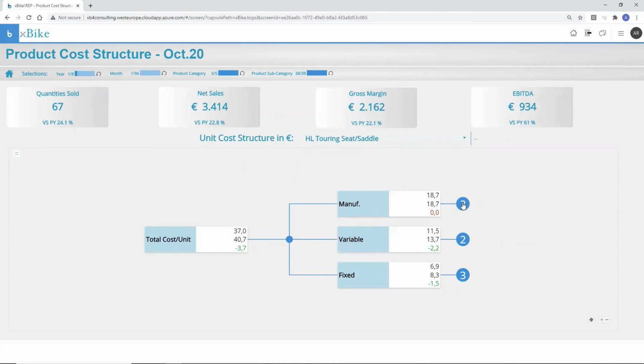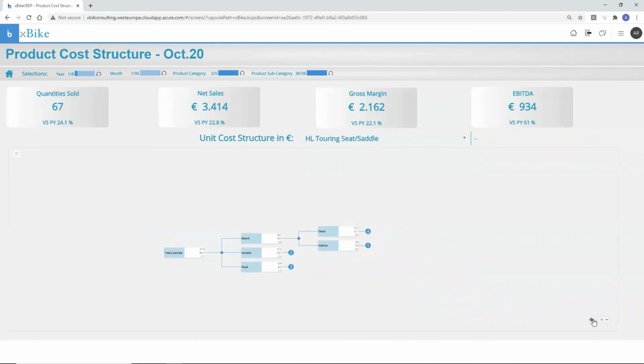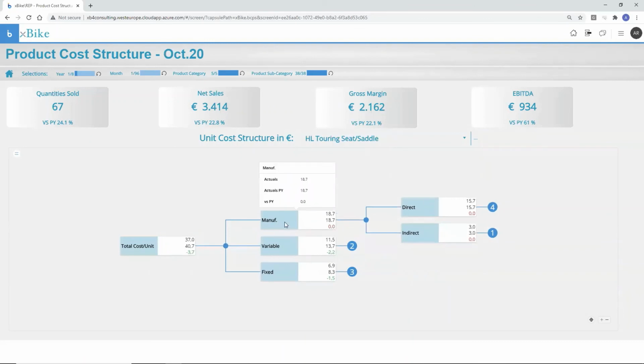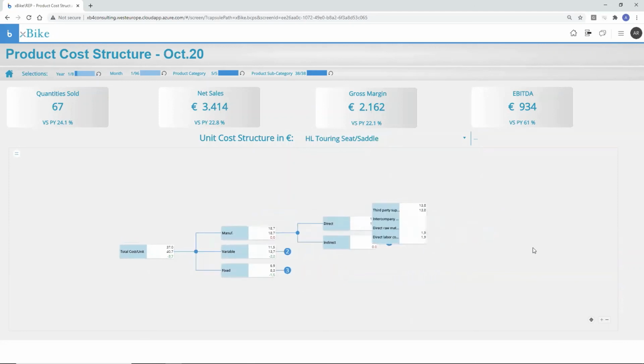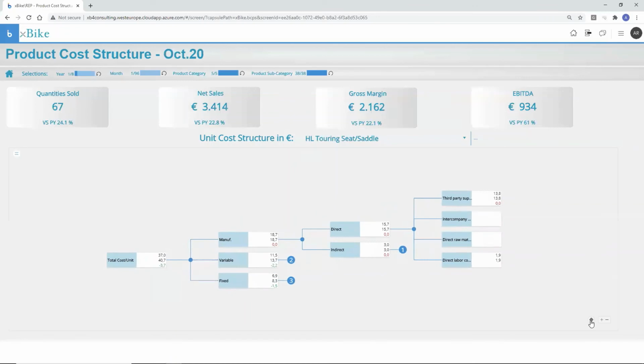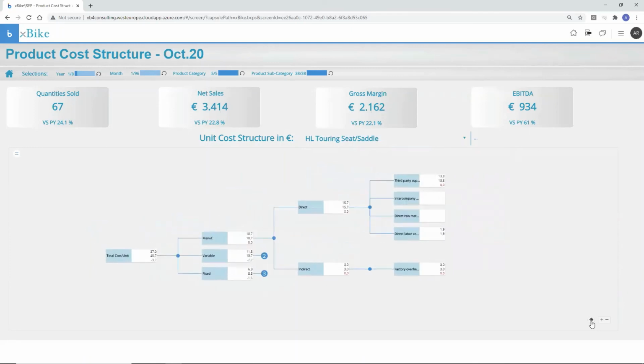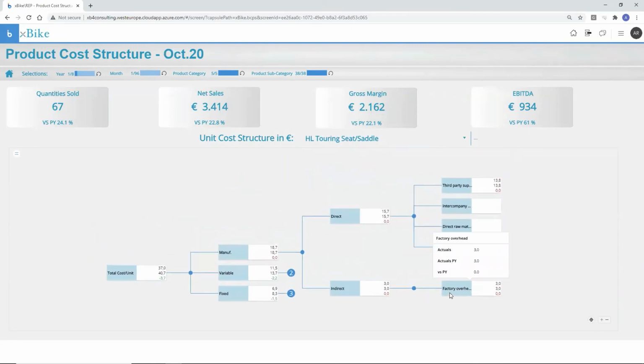And I can drill further to see within the manufacturing cost, which costs are direct, which costs are indirect. And I can even drill further to identify the individual cost components in my direct or indirect expenses, for instance, the factory overheads or the direct raw materials, etc.